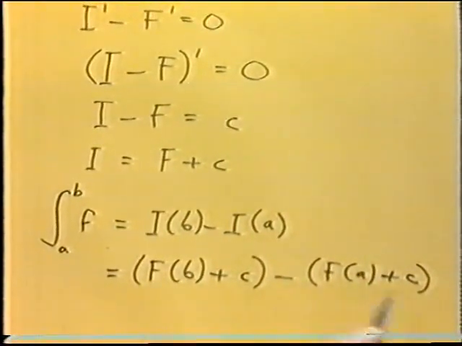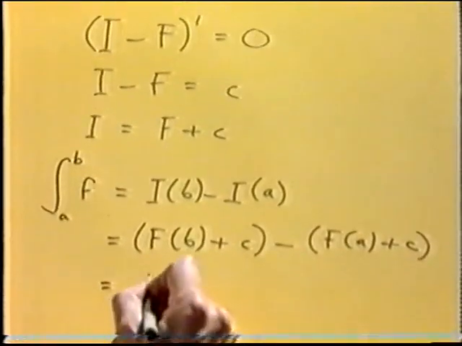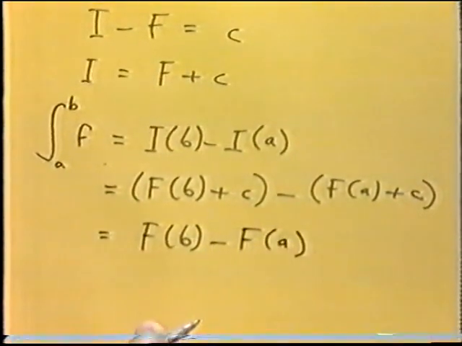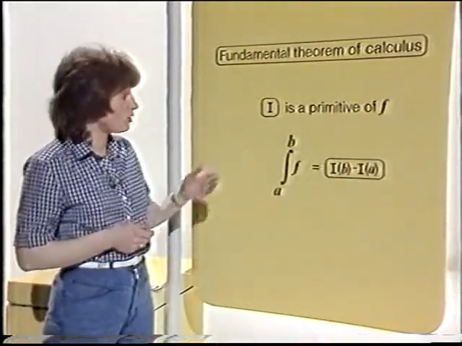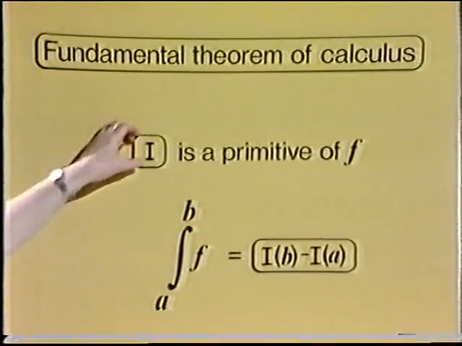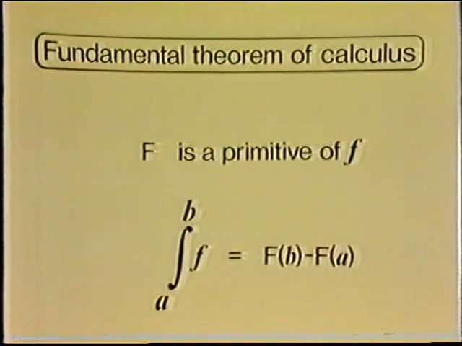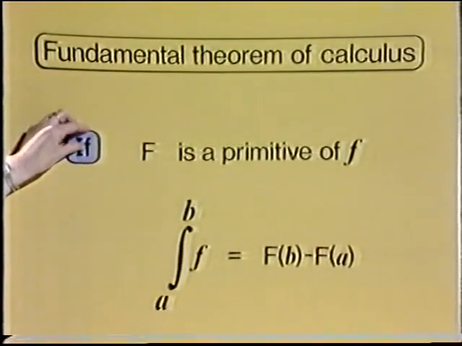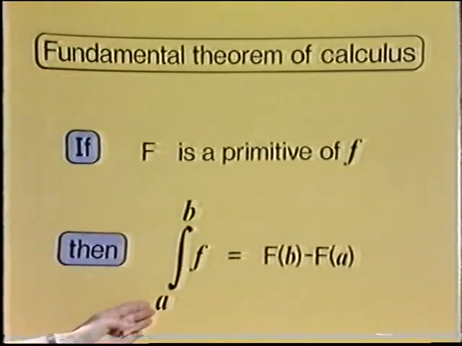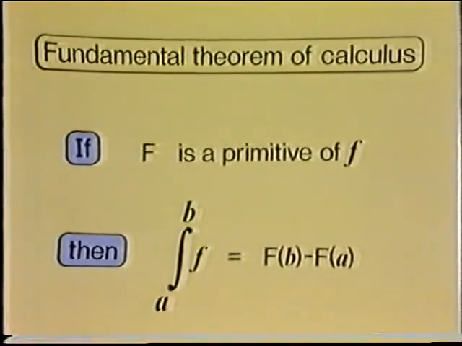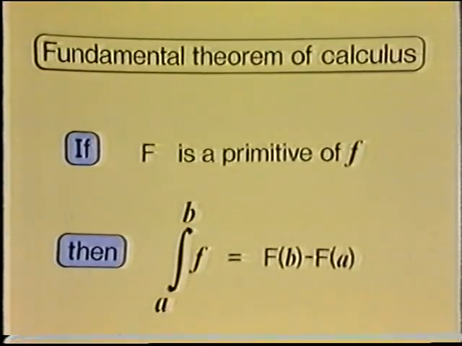And then if we get rid of the brackets, the c's will cancel, and we're left with f of b minus f at a. So what that means is that we can replace I by any primitive of f. What we've got is this: if big F is any primitive of little f, then the integral of f from a to b is given by this. And that's the major breakthrough. It's so important that it's called the fundamental theorem of calculus.